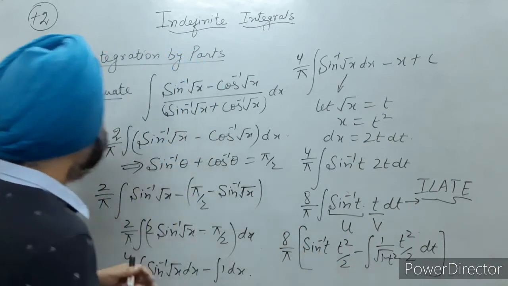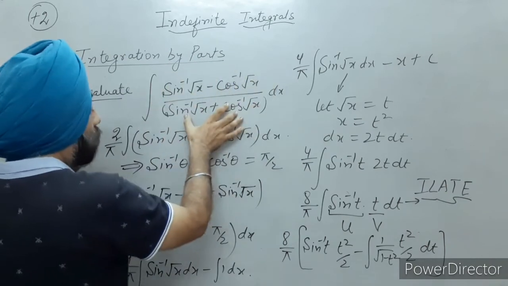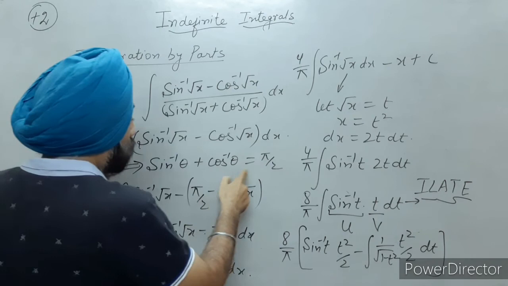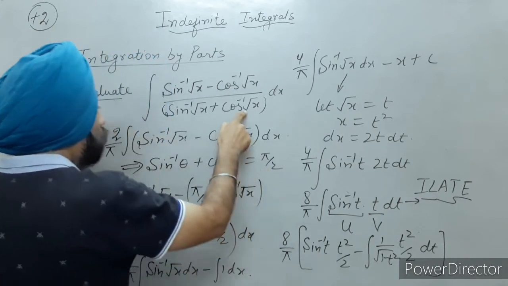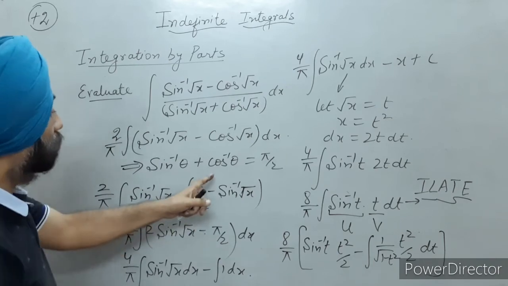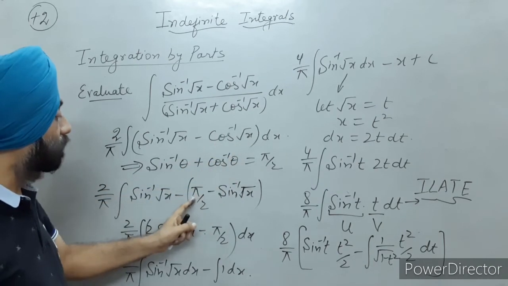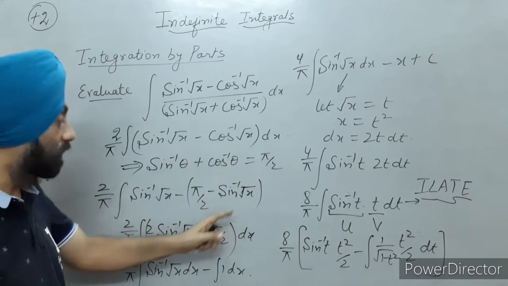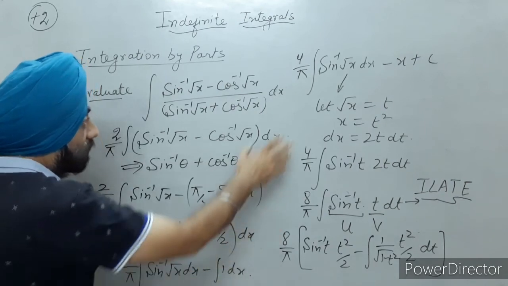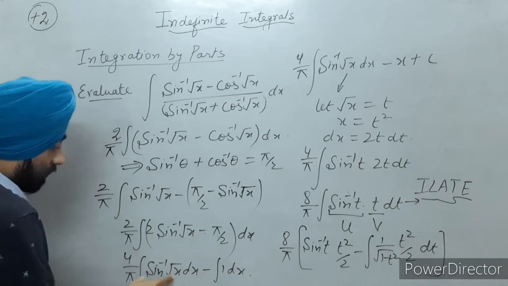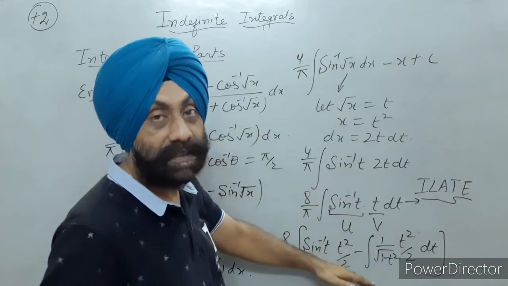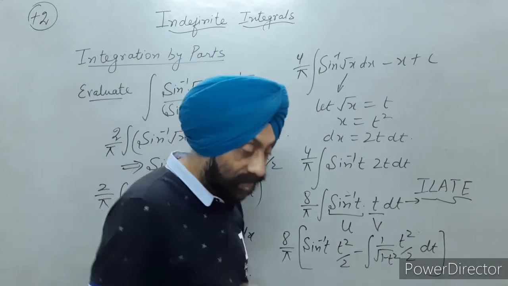Now what I have done is, this upon this was there, I used sine inverse theta plus cos inverse theta equals pi by 2. Pi by 2 written, it becomes 2 by pi. So I have replaced this with pi by 2 minus sine inverse theta. It becomes this. One integral is x, done. Then sine inverse under root x.